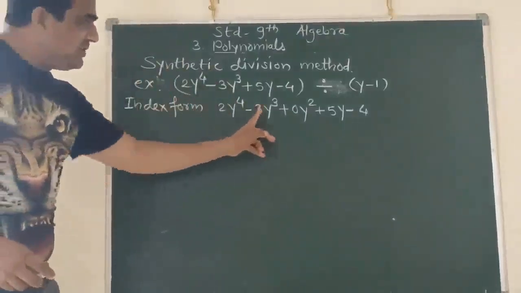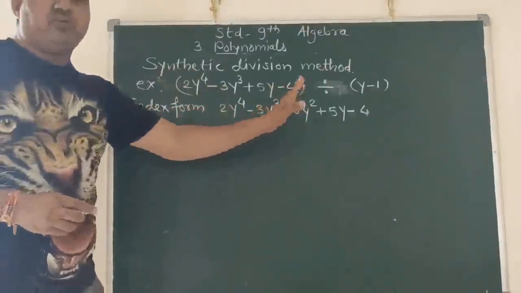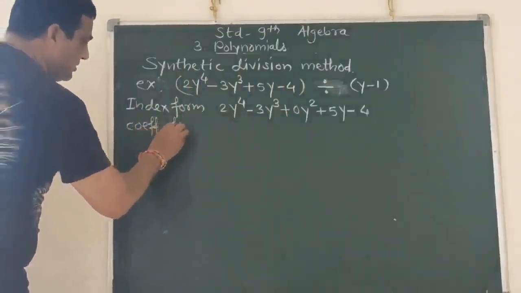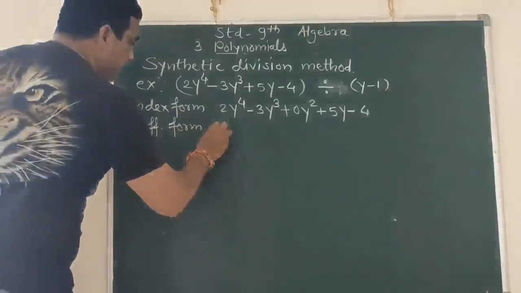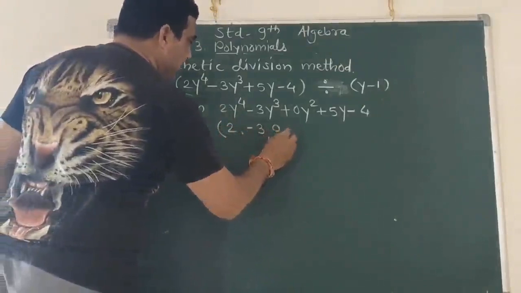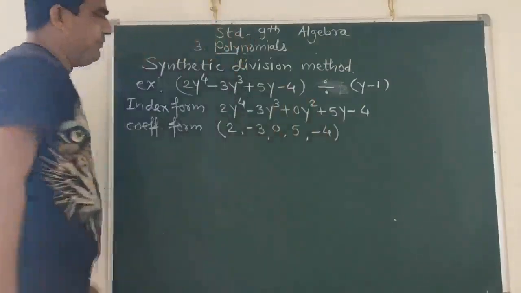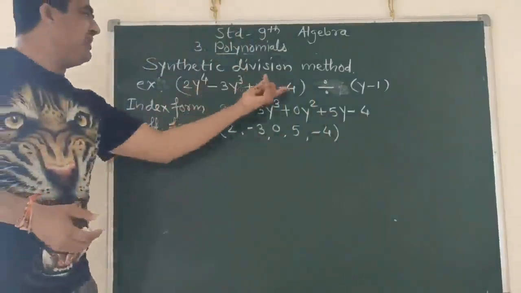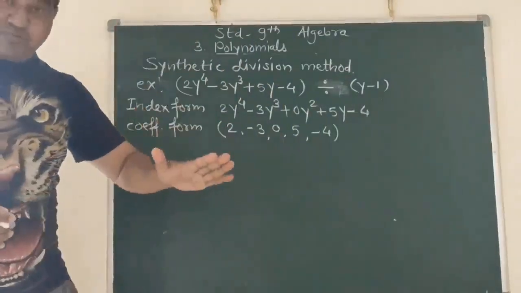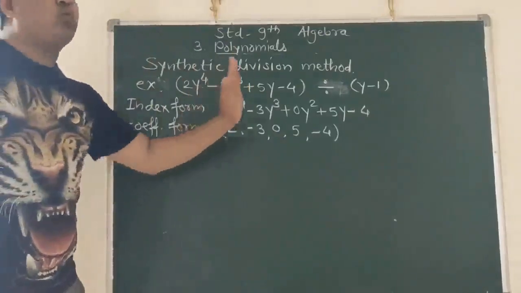Now you have to convert this index form into coefficient form. So here, 2, minus 3, 0, 5 and minus 4. Okay. So whatever dividend you have, if it is not in standard form, convert it into standard form, then convert it into index form, and then convert it into coefficient form.